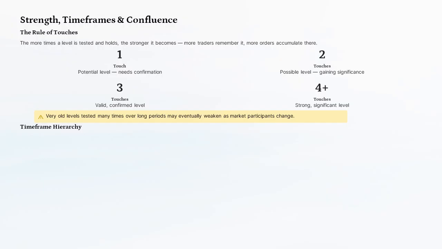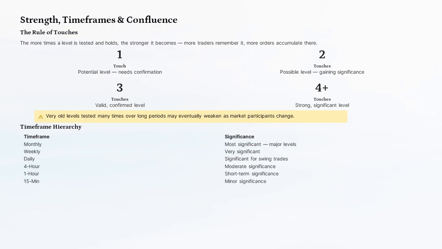Second, time frame hierarchy. A support level on a monthly chart is far more significant than one on a 5-minute chart. Higher time frames represent more data, more volume, more participants, and more money. Here's the hierarchy. Monthly levels are the most significant. Weekly levels are very significant. Daily levels are significant for swing trades. 4-hour levels have moderate significance. 1-hour levels are short-term. 15-minute and 5-minute levels have minimal significance.